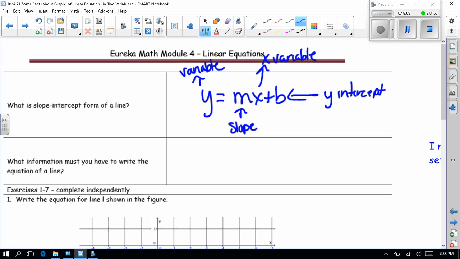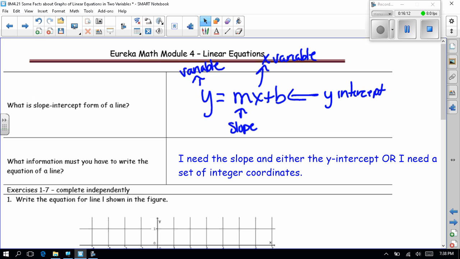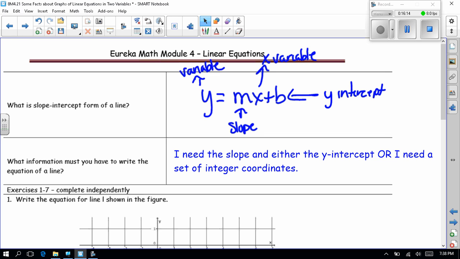What information do you have to know? I need to know the slope and either the y-intercept, or I need to know a set of integer coordinates. Either way, I will be able to solve for what I don't know. So I'm going to end the lesson here, and we are going to do the exercises together in class tomorrow.